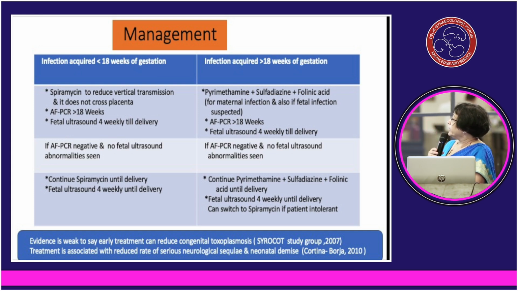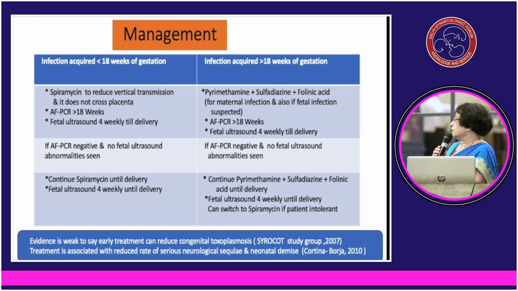For an infection acquired at greater than 18 weeks, give pyrimethamine and sulfadiazine plus folinic acid, because it crosses the placenta and is for both the mother and the baby. The follow-up is the same: amniotic fluid PCR at greater than 18 weeks and fetal ultrasound. And we can continue spiramycin until delivery. And in the case of pyrimethamine, if the patient is not tolerating it, we can switch over to spiramycin.